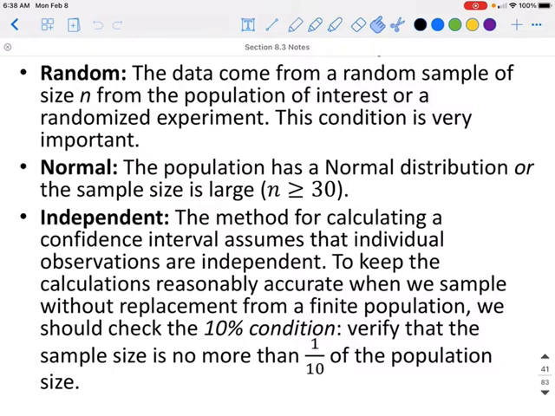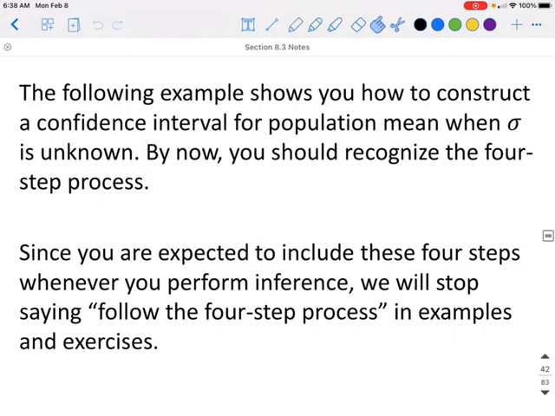You also need to make sure that it's independent. So the method for calculating a confidence interval assumes that individuals are observed independently. To keep the calculations reasonably accurate, if we are sampling without replacement, you do have to check the 10% condition, which means your sample size is no more than 1/10 of the entire population.